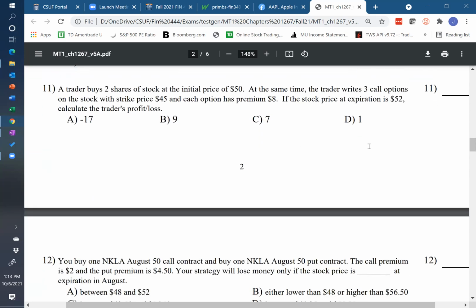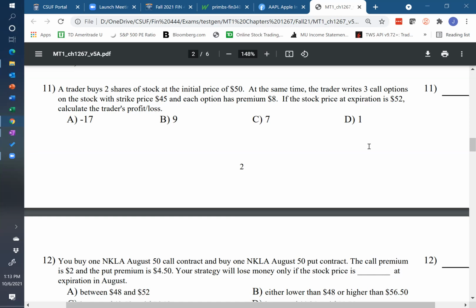All right, a trader buys 2 shares of stock at the initial price of 50. At the same time, the trader writes 3 call options on the stock with strike price 45. Each option has premium $8. If the stock price at expiration is 52, calculate the trader's profit or loss. So this one, I just wanted you to do just a general profit loss calculation.